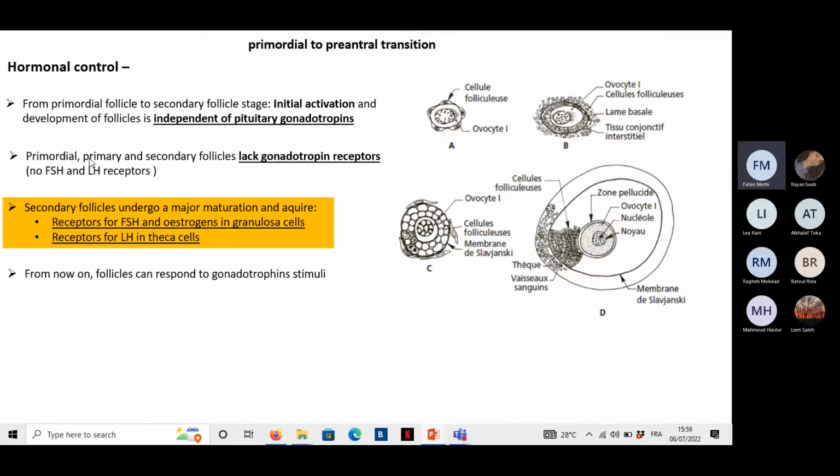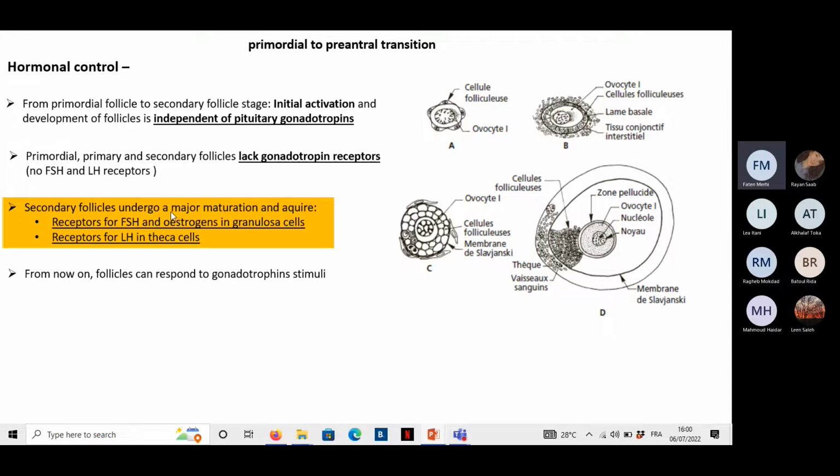So what you should know is that the primordial, primary, and secondary follicles do not express LH and FSH receptors, and their maturation is not dependent on the action of LH and FSH. It's only the late secondary follicle.